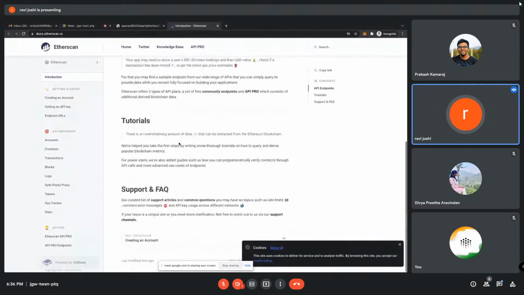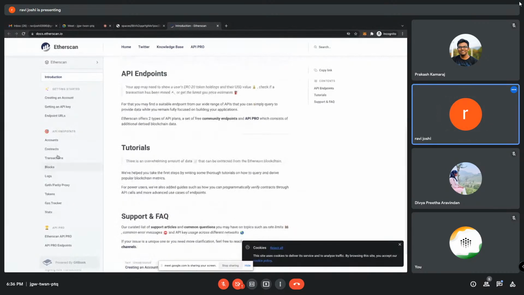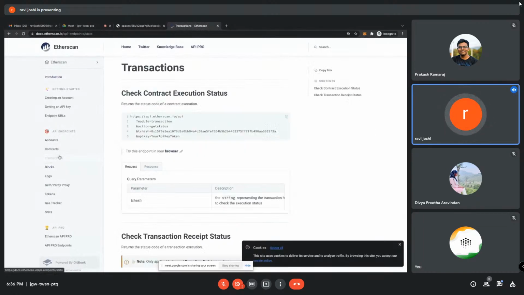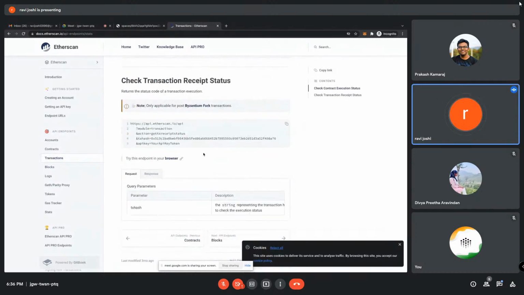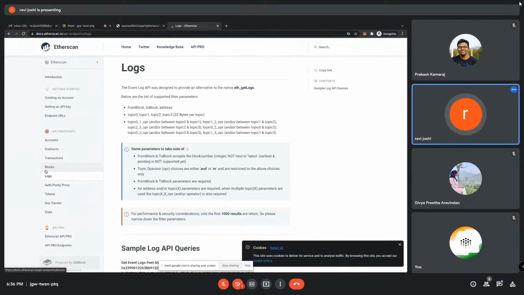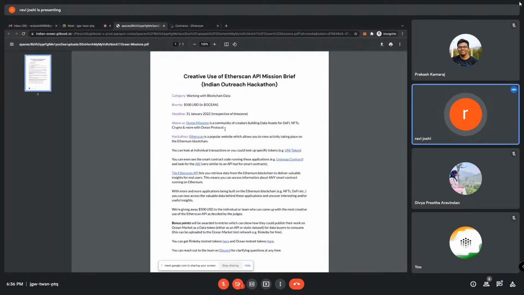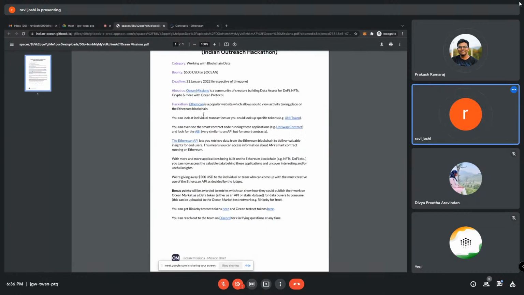So these are the API endpoints, and there can be many more. You can provide the blockchain IDs, you can provide the transaction IDs, and you can get the data for that particular thing. In this segment, we need to use these APIs to build something with Ocean Protocol and with the help of Etherscan APIs. One idea I can quickly think of right now. Yeah, go ahead.